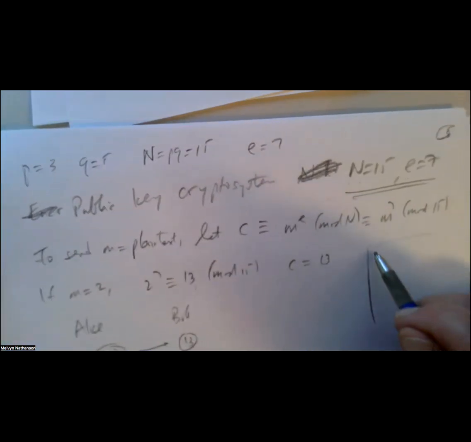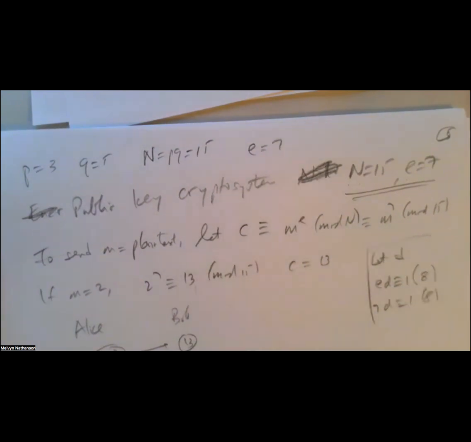Suppose we let D be some solution of the congruence ED congruent to 1. Now, this will seem sort of strange because I'm not justifying this. ED congruent to 1 mod 8. Let's see, what is E? E was 7. So 7D congruent to 1 mod 8. I can let D equal 7.